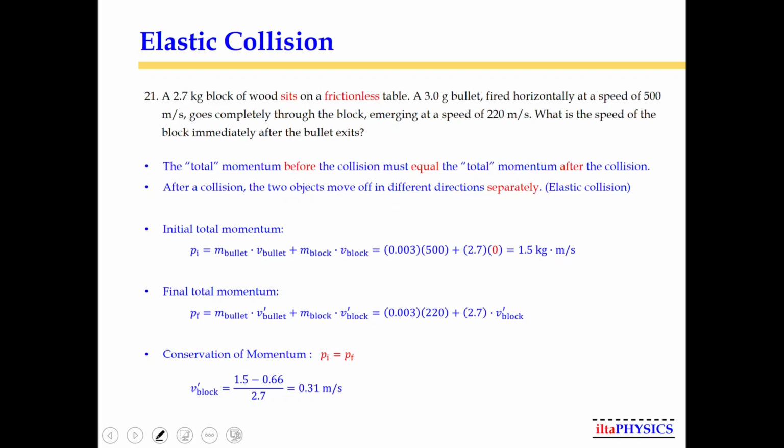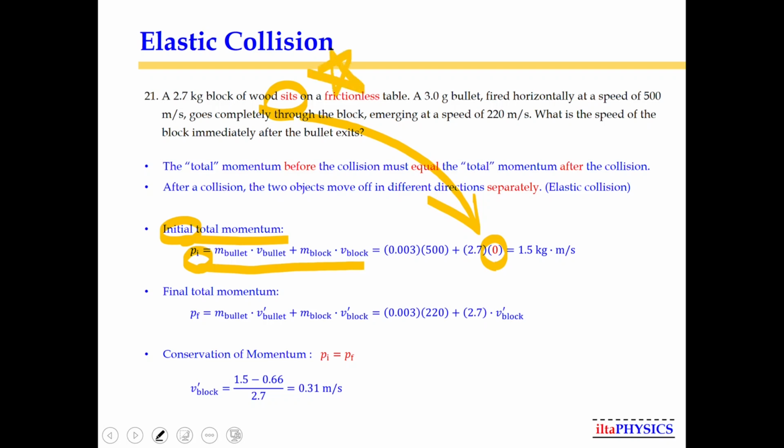Now, let's find the total momentum before the collision. Using the momentum formula, we can calculate the total initial momentum of the bullet and the block. In physics problems, the common phrase, at rest, is a condition that means the velocity is zero. In this problem, since it says the block is on the table, it is at rest. Therefore, the initial velocity of the block is zero.